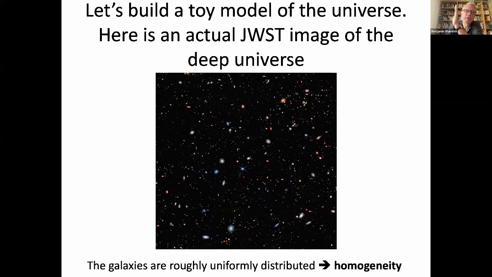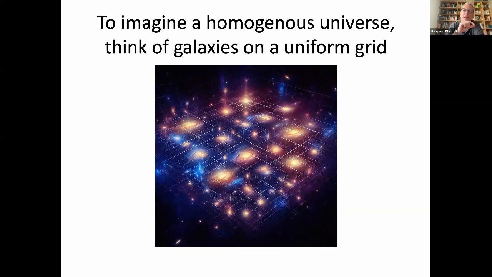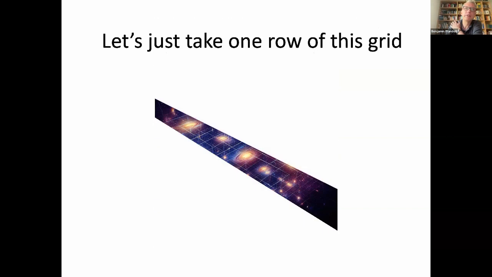What else is uniform that's very easy to describe? Well, a uniform grid, like a checkerboard or a chessboard. Okay, so let's take those galaxies, put them on a uniform grid, so we can start thinking about it more easily. And in fact, it's too complicated still. Let's make it even simpler, because we want to just have something uniform. We don't really care about the details of the galaxies and so forth. So we're just going to take one line in the grid. We're going to take a one-dimensional version of this, not 3D, not 2D, 1D.